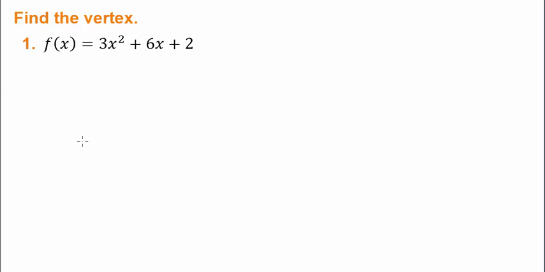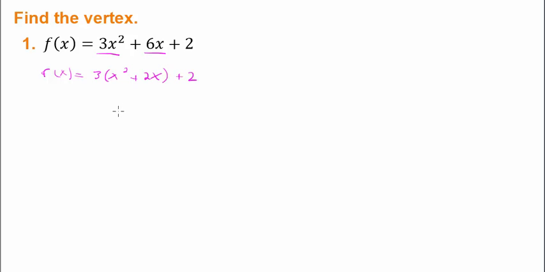With the first problem, I'm going to take this function, which is written in general form, and try to convert it over to vertex form. I'm going to use the process called completing the square to accomplish this. And the first thing I'm going to do is factor the 3 from these two terms, the quadratic term and the linear term.